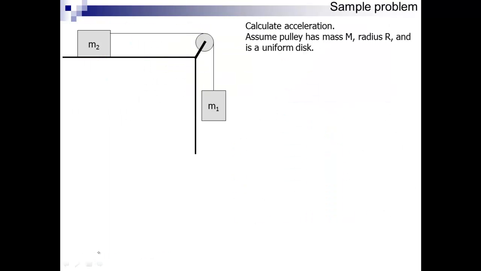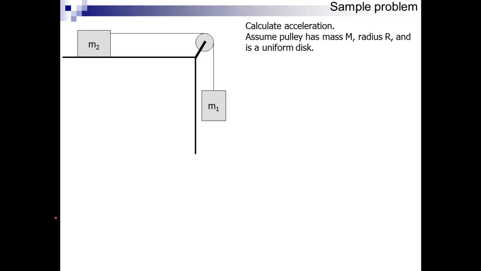The next problem we want to look at is this pulley problem, where it also asks us to calculate the acceleration, and it says assume the pulley has mass m1 and radius r and is a uniform disk. So first thing we'll do is we're going to draw our force diagrams. So let's do that. Let's do it actually on these objects.